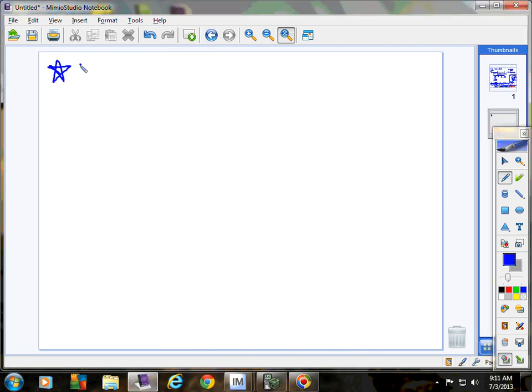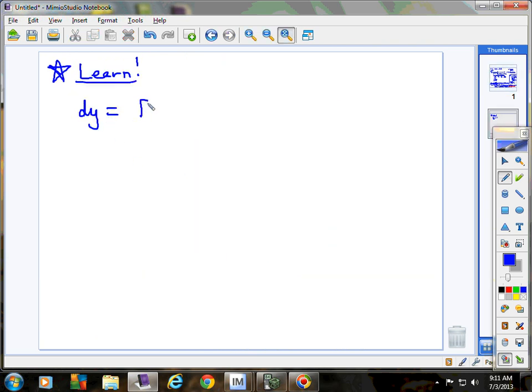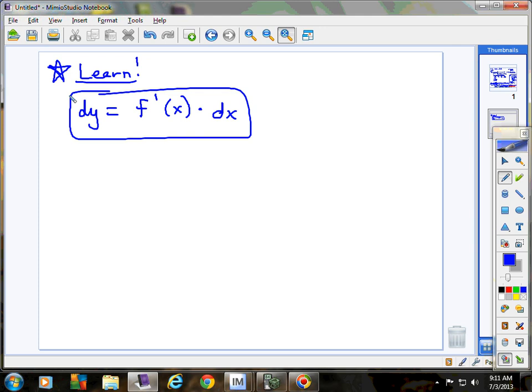So put a big star by this formula. It's on your study sheet. It's one of the two formulas in this section that you need to know. It's the formula for dy. Now, what did we just get through saying that dy is? It's a differential, isn't it? Just dy. It's a differential. So the formula to get dy is f prime of x. What does that mean? Derivative. So you're going to find the derivative, and you're going to multiply it by dx. That's the formula for dy.